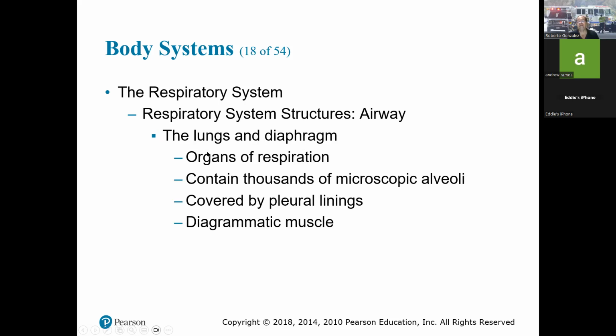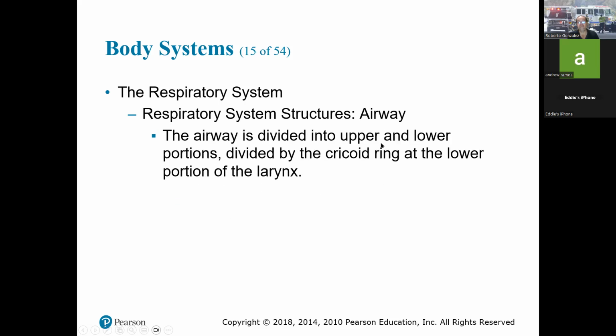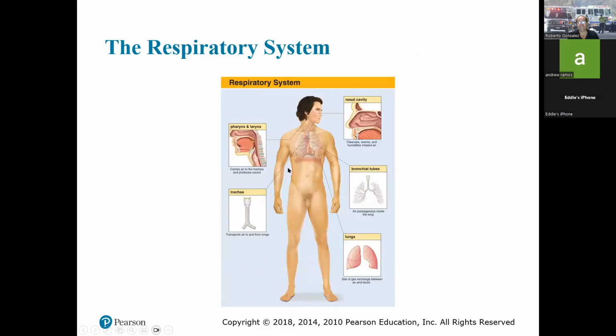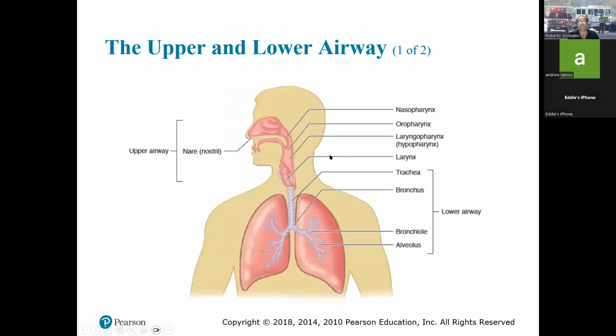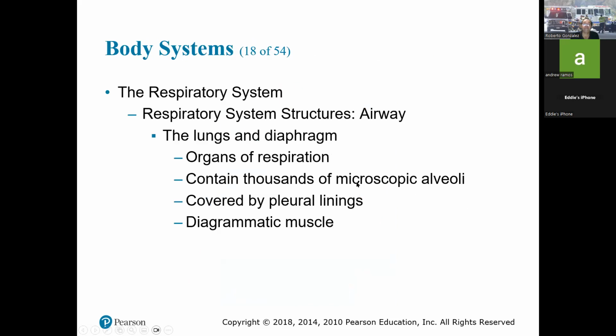The lungs and the diaphragm. The diaphragm itself is a flat muscle, which I don't know if I have a picture of it. It's a flat muscle located right here. And when that one contracts, it pushes down. Organs of respiration: the lungs contain thousands of microscopic alveoli. They're covered by pleural linings. And you have diaphragmatic muscles themselves that cause air to actually go in.